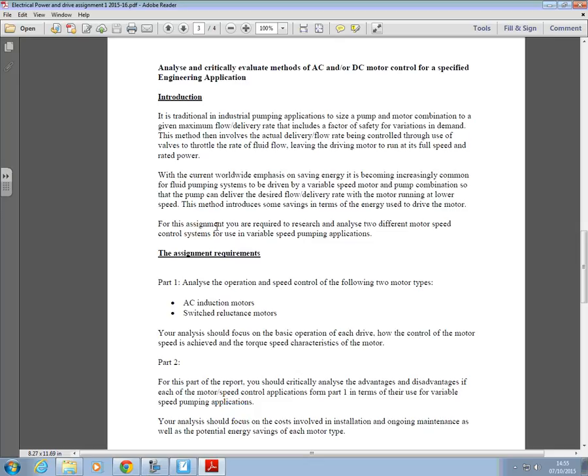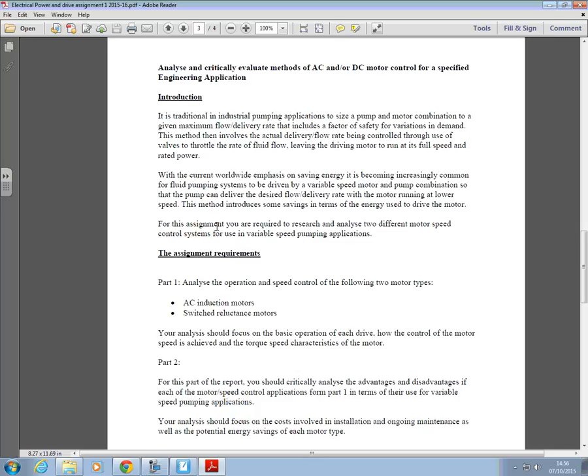So part 1, you are going to analyse the operation and speed control of the following two motor types: AC induction motors and switched reluctance motors. So what I'm saying there is the basis of how they work. We've already talked through how AC induction motors work in the last week and how they're speed controlled. So some of that information is there. Please go out and research AC induction motors. Don't reference my lecture slides, please. Not the best thing to do.